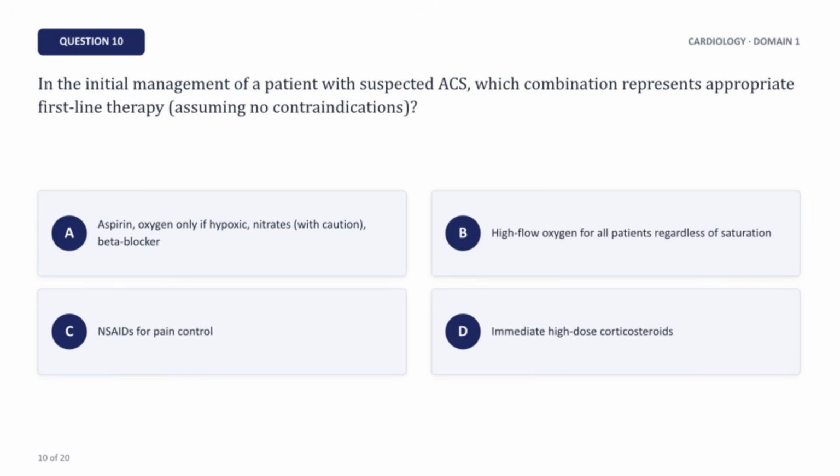Question number 10. In the initial management of a patient with suspected ACS, which combination represents appropriate first-line therapy? Option A, aspirin, oxygen only if hypoxic, nitrates and beta blocker. Option B, high flow oxygen for all patients regardless of saturation. Option C, NSAIDs for pain control. Option D, immediate high dose corticosteroids.